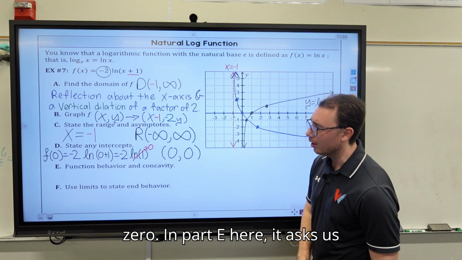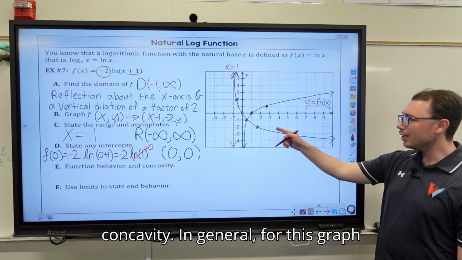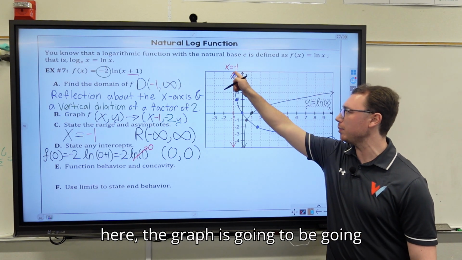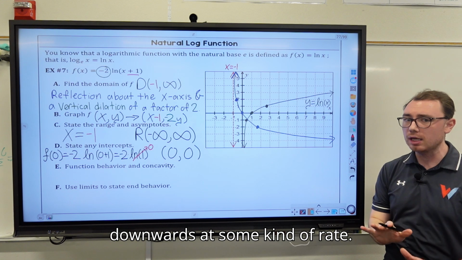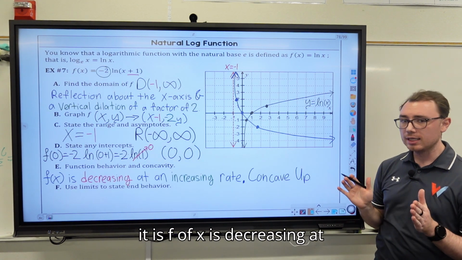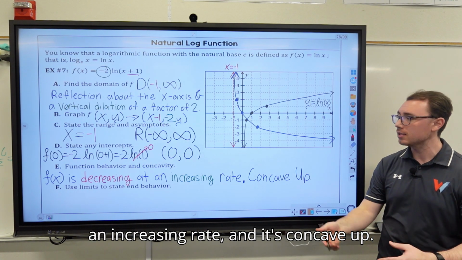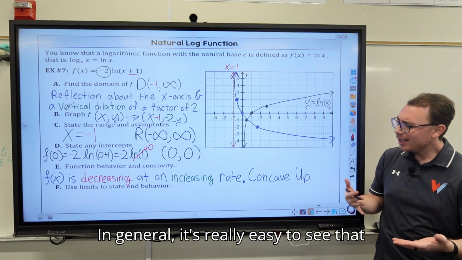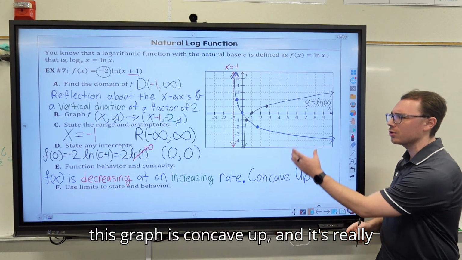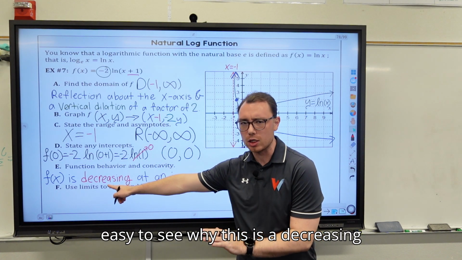In part E here, it asks us to state the function behavior and its concavity. In general, for this graph here, the graph is going to be going downwards at some kind of rate. For this graph, we're going to state that f of x is decreasing at an increasing rate, and it's concave up. In general, it's really easy to see that this graph is concave up, and it's really easy to see why this is a decreasing graph.